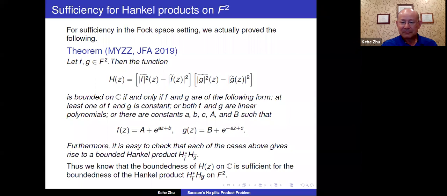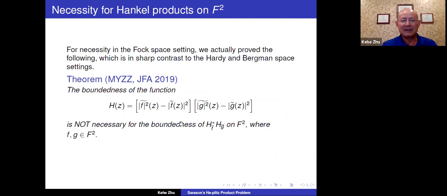All right, so the second result I want to show you, again somewhat surprising, is the other direction. So for the Fock space, we know that if this function is bounded, then the operator is bounded. So naturally, we want to know what happens. What if the operator is bounded? Can you show that this function is bounded? Remember, earlier in the 1990s, they already showed that this is true for the Hardy space and the Bergman space. When this product is bounded, then this function is bounded.